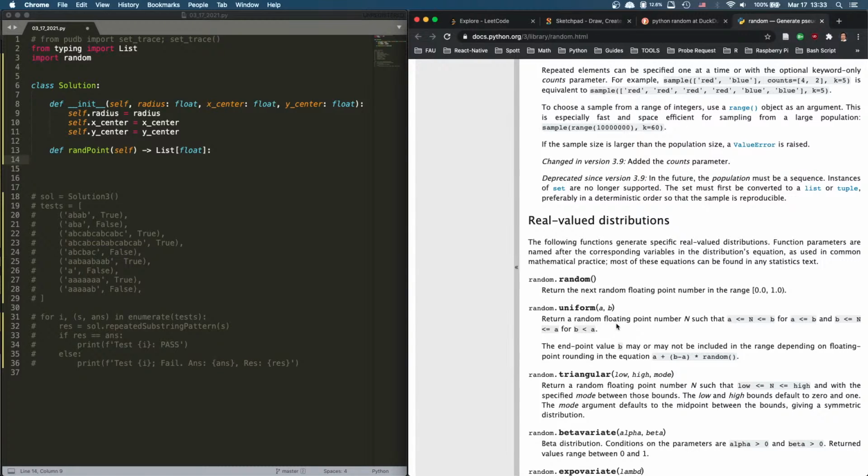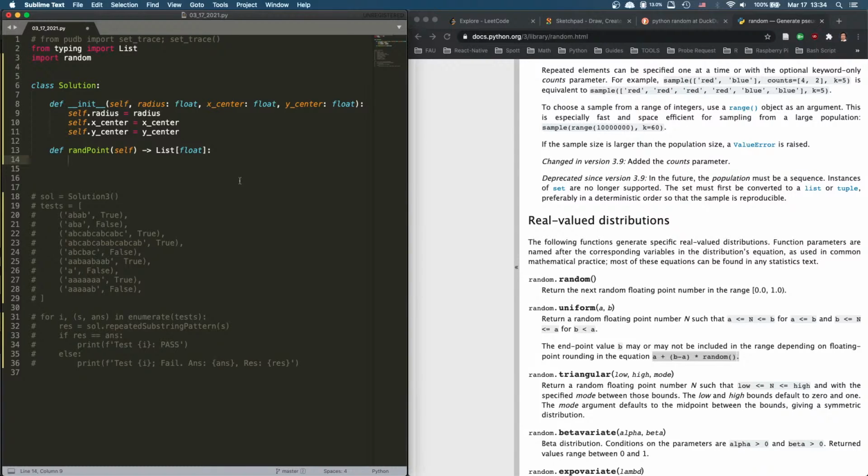Okay, so touching, that's fine. Touching is fine. Oh, the endpoint may or may not be included in the range depending on floating point rounding. Oh, they use this equation. Yeah, okay, let's just do uniform distribution.